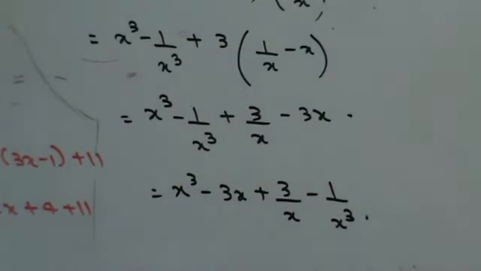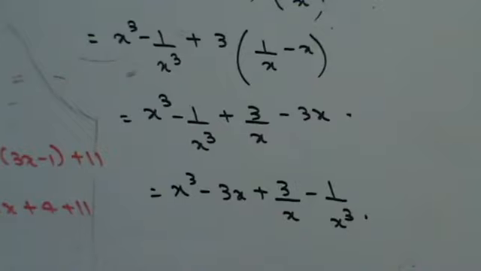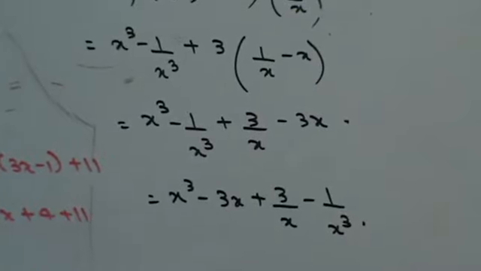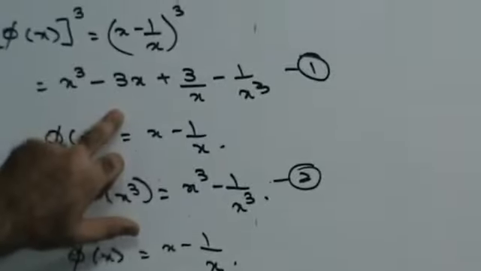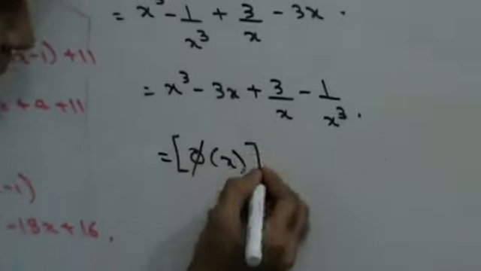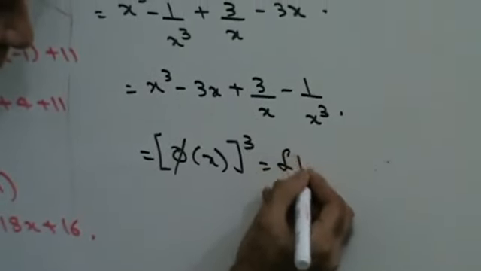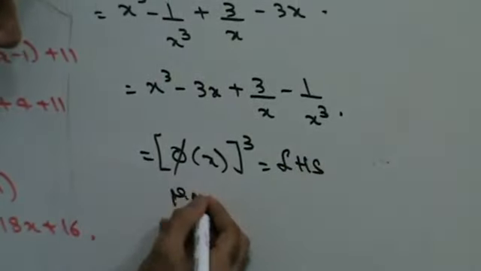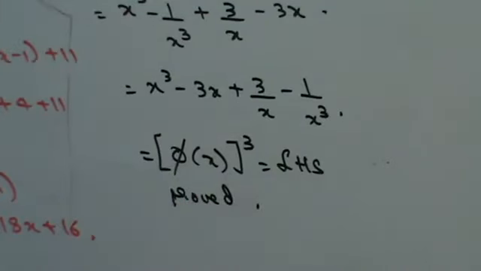But if you look at this, this is the same as equation 1, guys. So I can substitute this as phi of x the whole cube, which is my LHS. Hence proved. Right? Let's see the next one, guys.